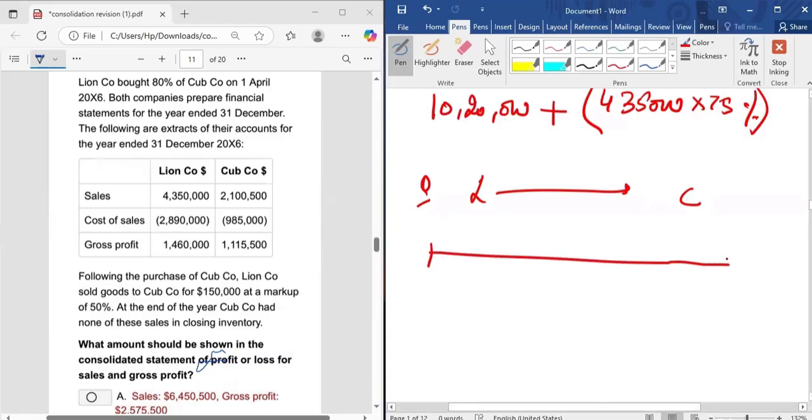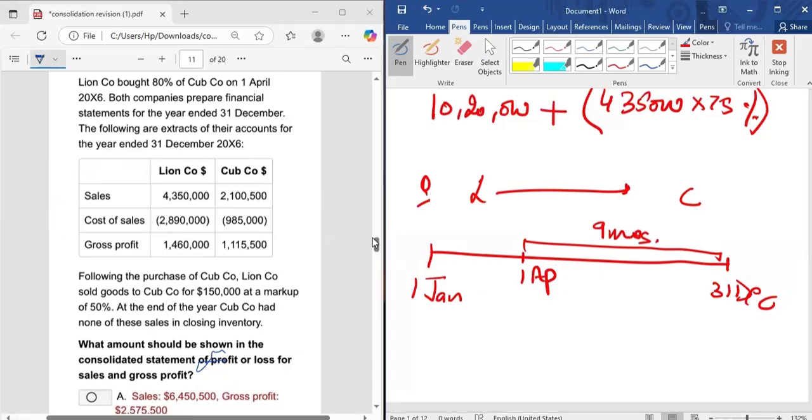Our year is like this, 31 December is the year end. So the year start would be 1 January, go 12 months behind. And this acquisition took place on 1 April. That is after 3 months, January, February, March. After 3 months, acquisition took place. So post-acquisition months are 9 months. Okay.